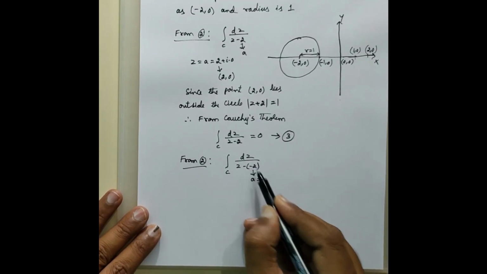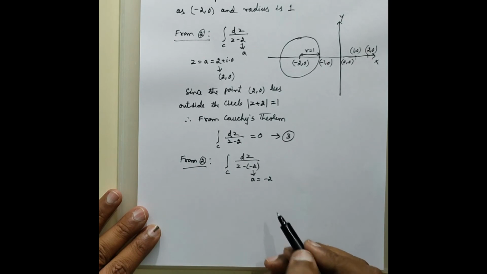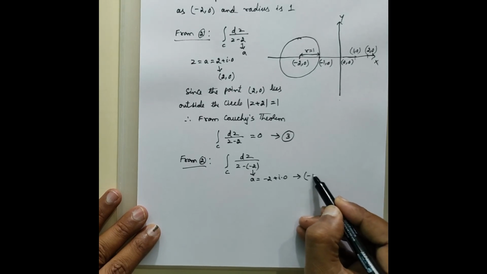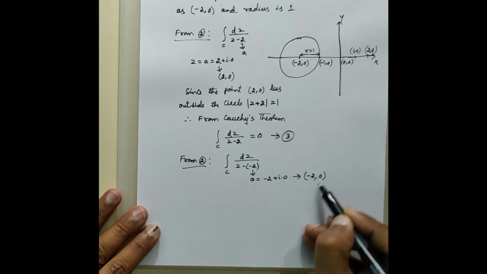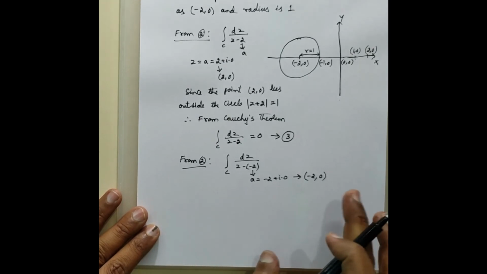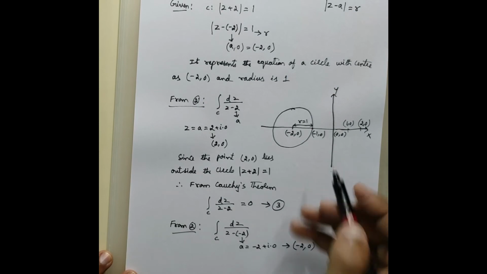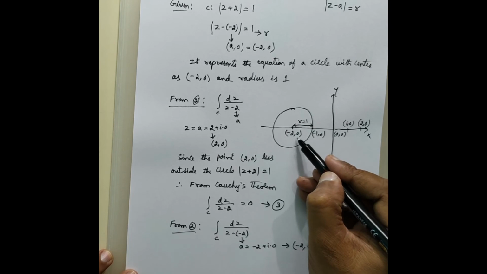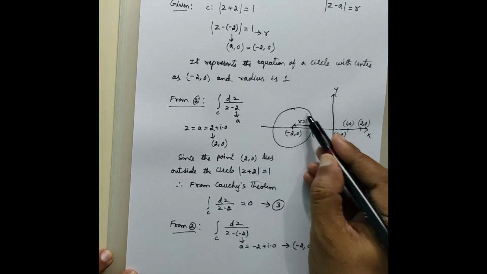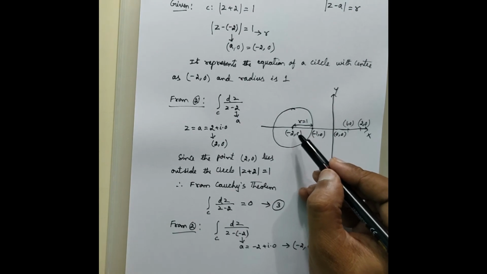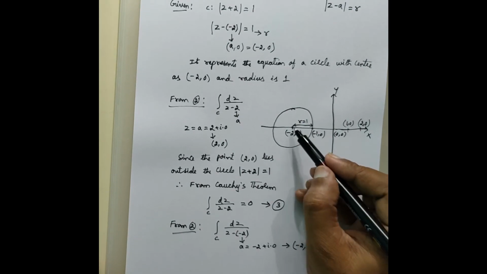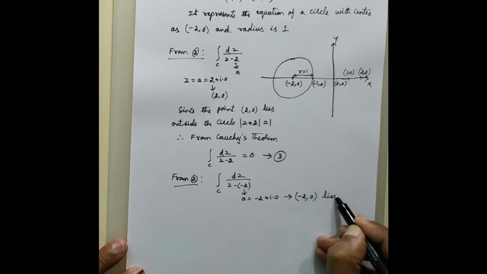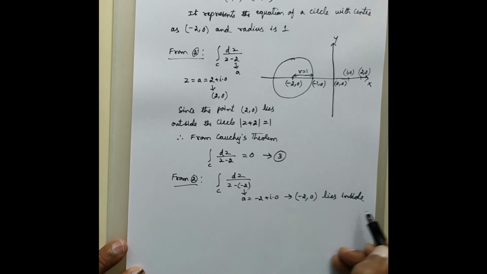So here a value is nothing but your minus 2. So you can write that point as minus 2 plus or minus i into 0. So that will give the point as minus 2 comma 0. So that minus 2 comma 0, where does it lie? Minus 2 comma 0 is nothing but the center of the circle itself. Therefore it lies inside the circle itself. Because it lies inside the circle, therefore we can use Cauchy's integral formula.